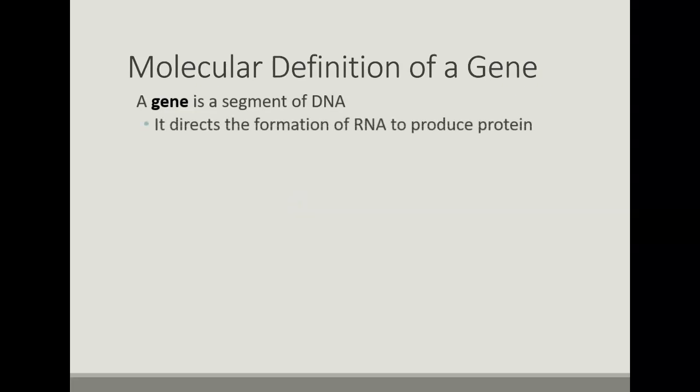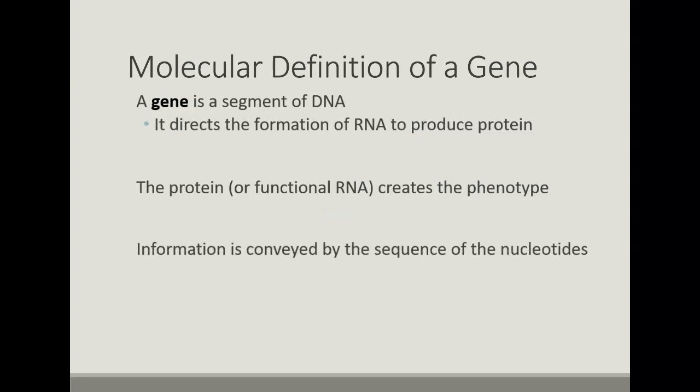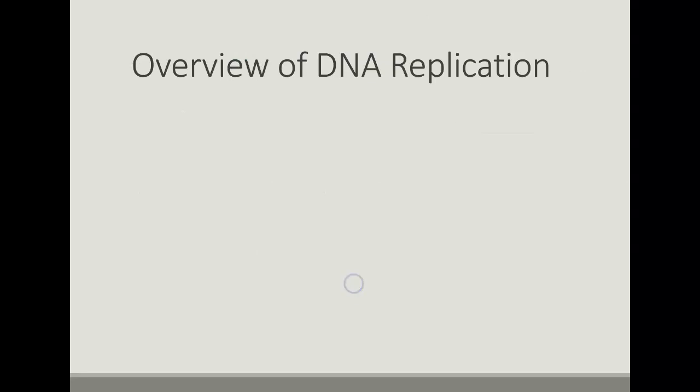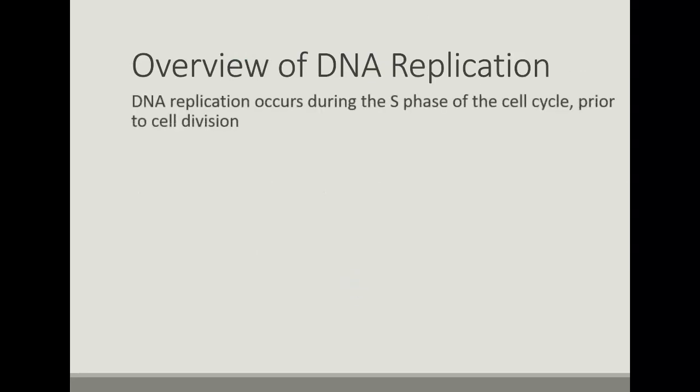So just as a reminder, a gene is a segment of DNA. It directs the formation of RNA to produce proteins. That's next lecture's topic. And then the protein is responsible for the phenotype or the trait that we see. And all of this information, how to make a protein, is conveyed by the sequence of nucleotides in DNA. And again, we're going to talk about that in our next topic. But this sequence of nucleotides, the specific order of A's, C's, T's, and G's, is very important.